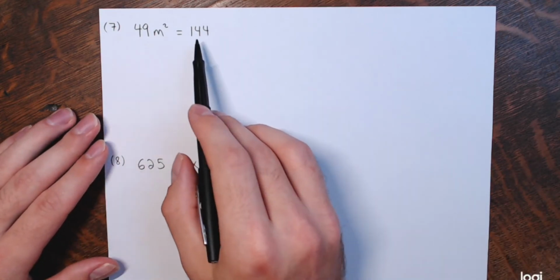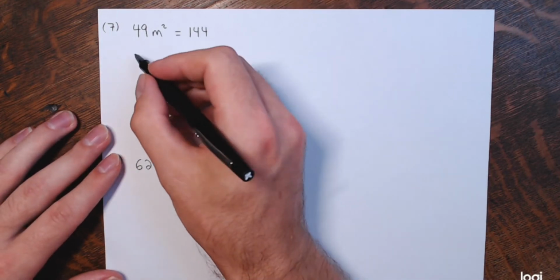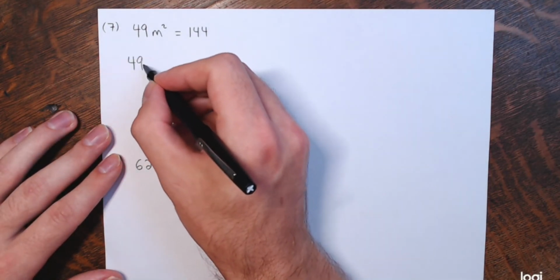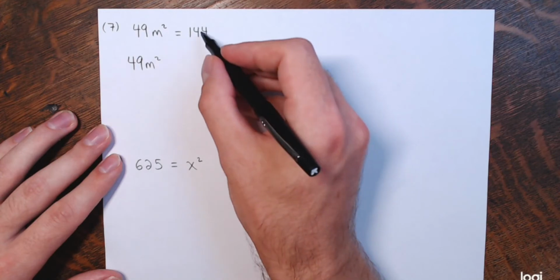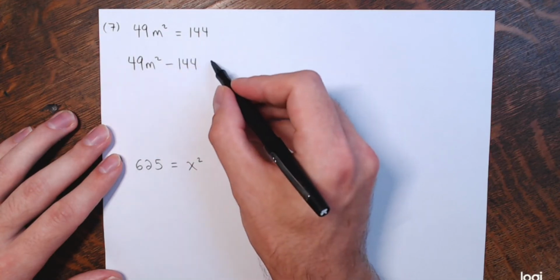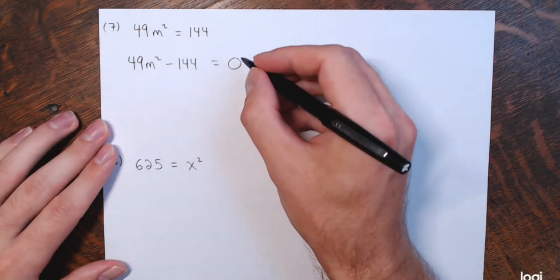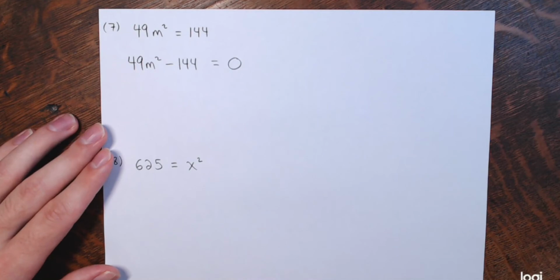So again, I would like to get everything to one side, 0 on the other. So I have 49m squared minus 144 equals 0. Right? A simplified polynomial on one side, 0 on the other.